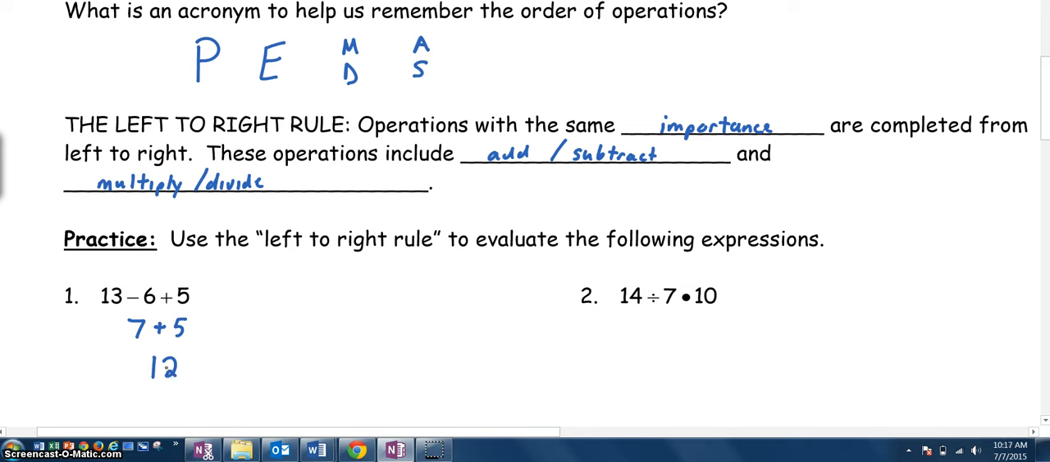In number 2, we have 14 divided by 7 times 10. Again, multiplication and division are in the same step, so I have to go from left to right with my order of operations. So my first operation is division. 14 divided by 7 is 2. And then I have 2 times 10. So my final answer is 20.